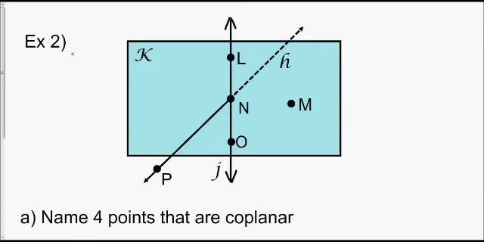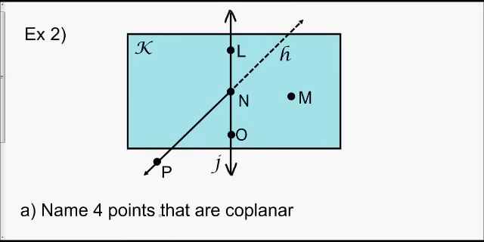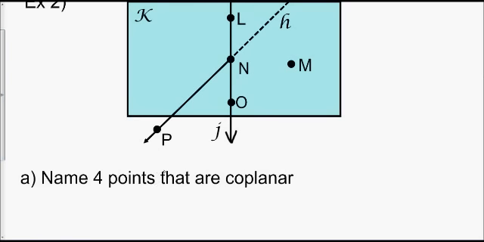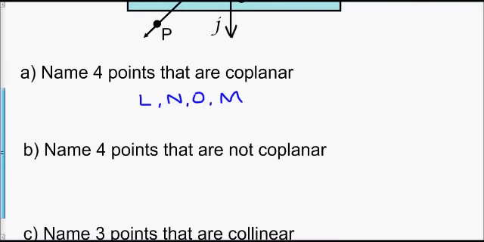In this example 2, you have the same diagram as example 1. We want to find 4 points that are coplanar. Remember, if they're on the same plane, plane K, then you have them all within this blue box. So I see L, N, O, and M. L, N, O, and M are coplanar. They're just looking for the 4 points in the box.